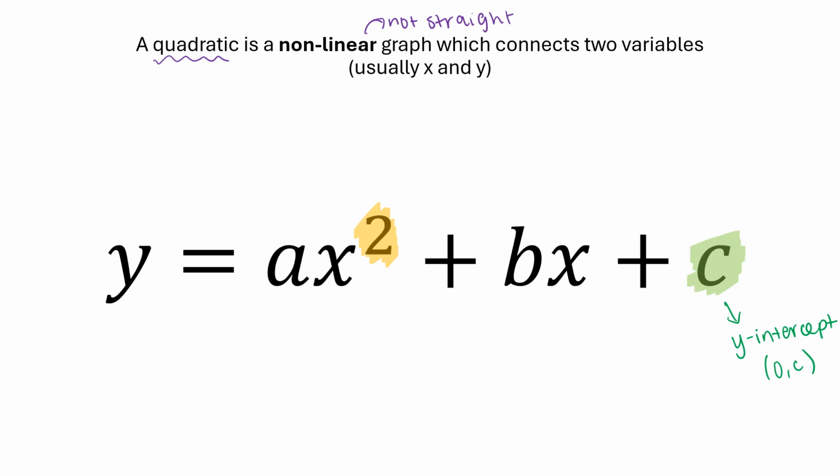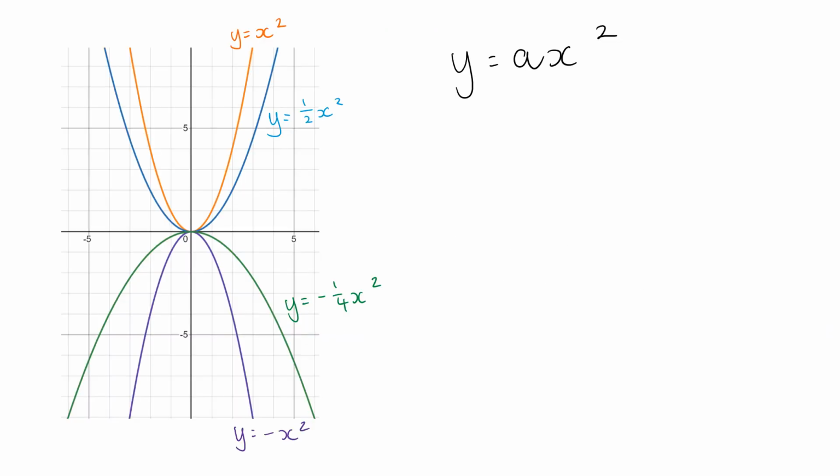The other one, which is what we're going to focus on for today, is this a out the front. Okay, now this is called a dilation factor. And you don't have to worry too much about why it's called a dilation factor or how we find it. You just need to know how to use it. And dilation just talks about how much it stretches or narrows, depending on what that a is. Now, we'll have a look at some examples of just ax squared, so without the bx and without the c.